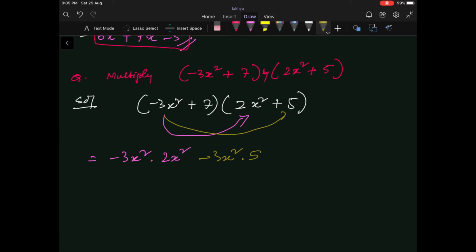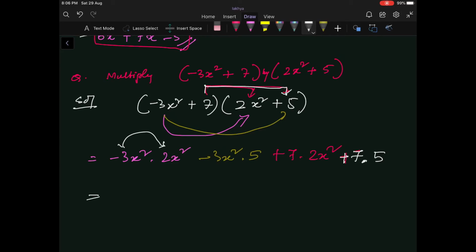Okay, then now what to do? 7 into 2x square, then plus 7 into plus 5. Okay, 7 into 5. Now let's multiply.